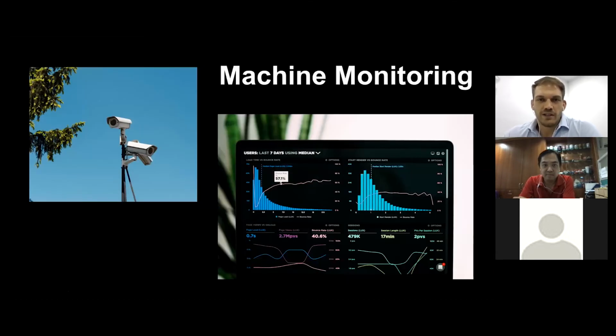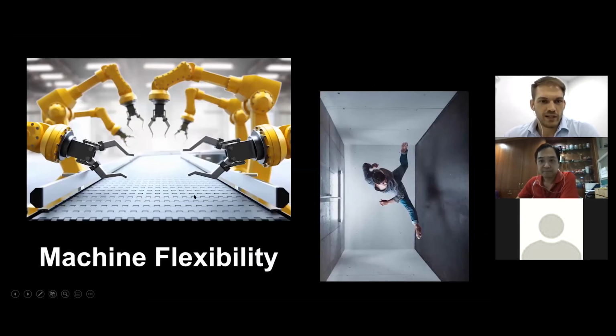The second topic is machine monitoring. Of course, Industry 4.0 is a big topic, and many people dream of having a dashboard where they can monitor their machines 24/7 from their smartphone or from any kind of device. So I'm going to speak about this topic quickly. And finally, machine flexibility can also help to make machines more utilizable and to increase the usage of machines overall.